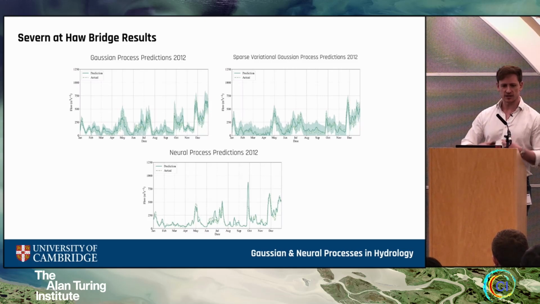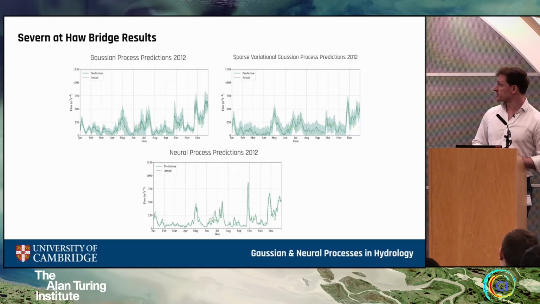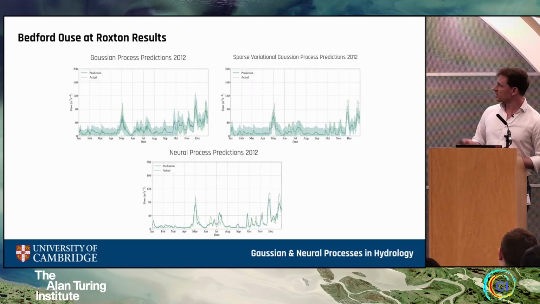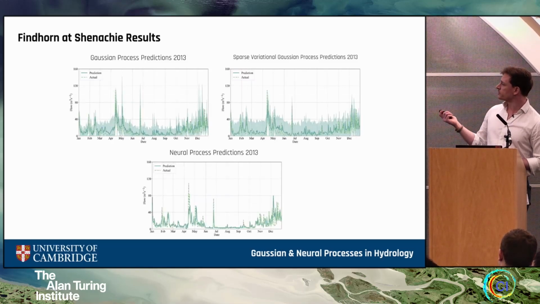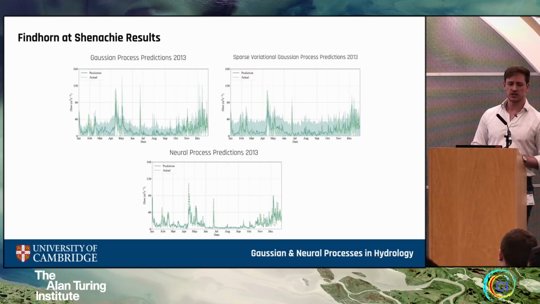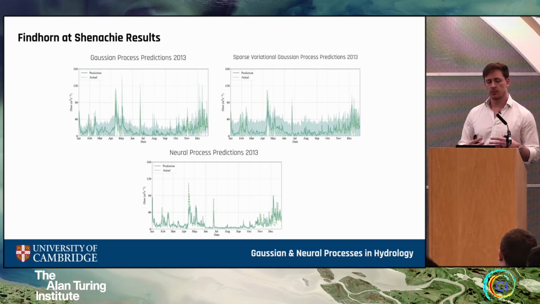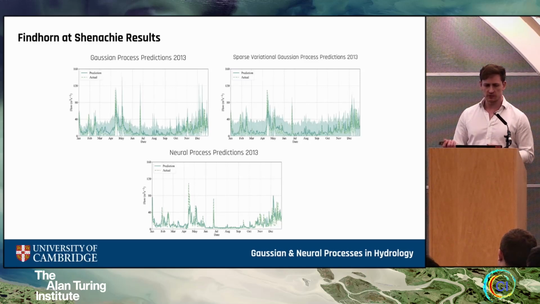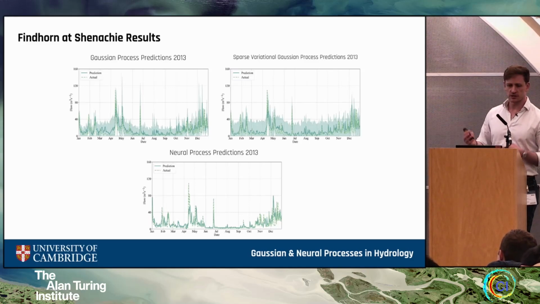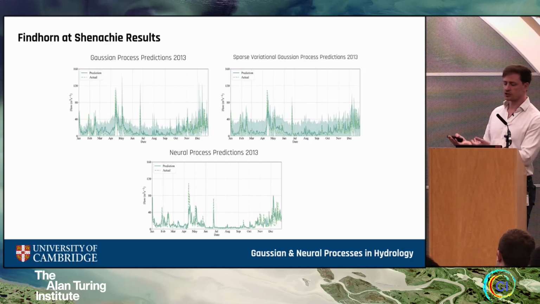As I gave it more data, the mean prediction obviously got a lot better, but as I said before, the uncertainty collapses. And it's the same case for the Bedford Ouse at Roxton. But then when we get onto the Findhorn at Shinashi, as I said, this is quite a small mountainous catchment, so it's very flashy. And although the pattern between GP versus NP is the same, the predictions start to degrade slightly in this case. So the previous two models are very good, and this one is not so much.